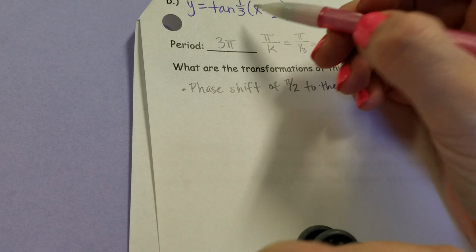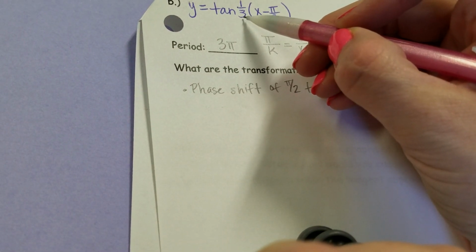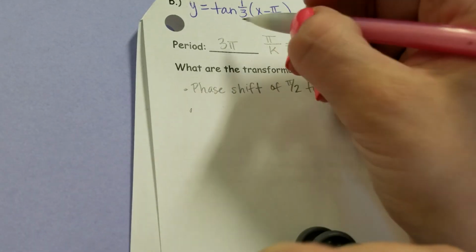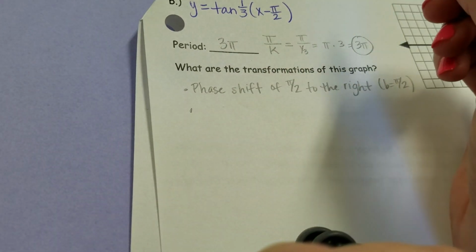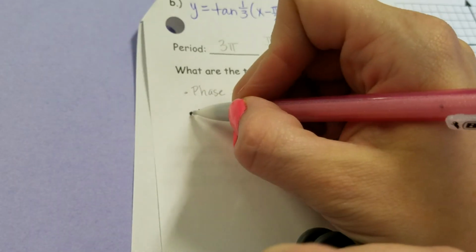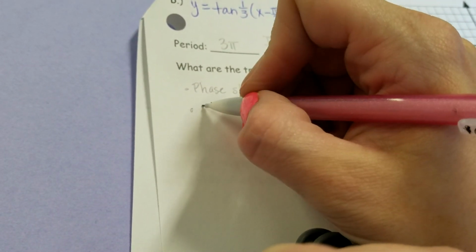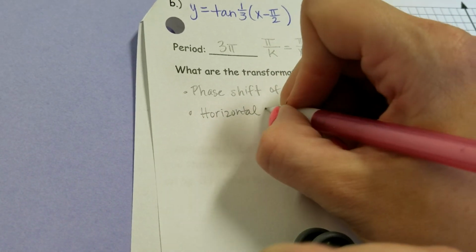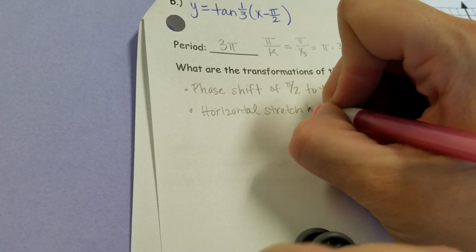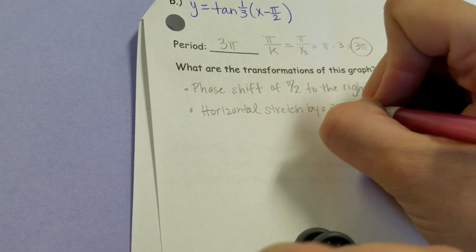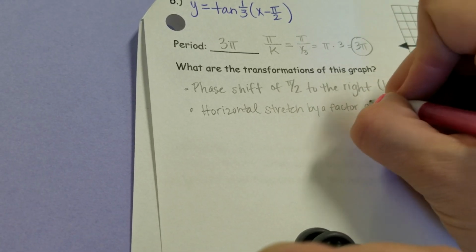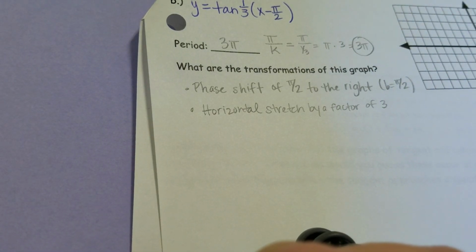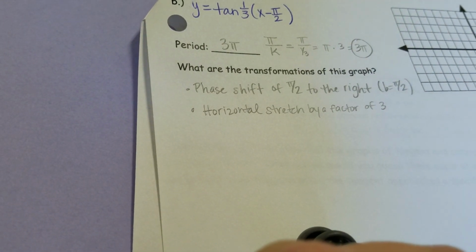You also are going to have a horizontal stretch by a factor of 3. That comes from the 1/3 inside here. So if you have the 1/3, remember with horizontal stretches, it's the reciprocal. So this is going to be a horizontal stretch by a factor of 3. What's happening there is the graph is going to get wider, because if it's stretching it horizontally, it's pulling it horizontally.